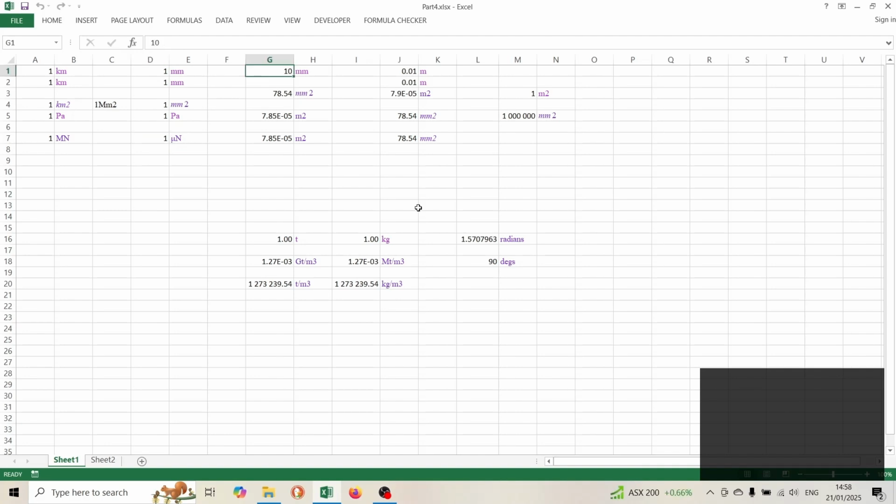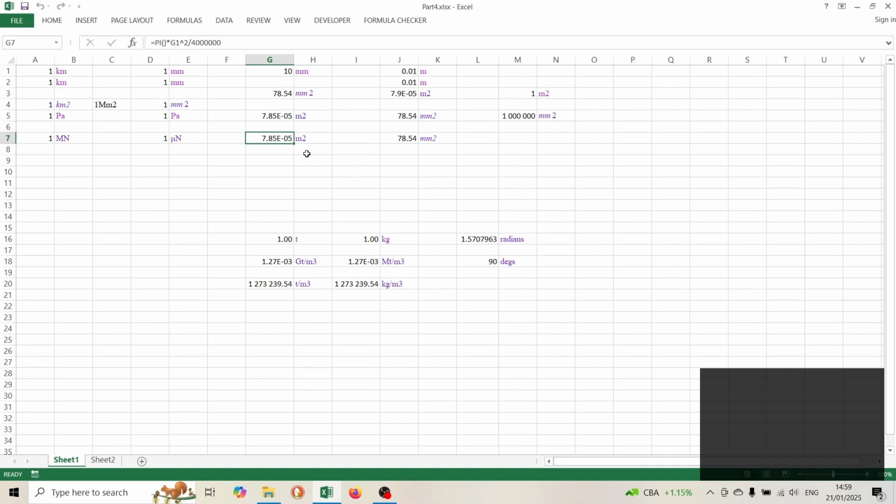It is sometimes convenient for the user to convert a prefix of an input unit to a different prefix on the output unit by inclusion of 1000 multiples in a formula. For instance, the diameter at cell G1 has dimensions units of millimeters. Entry of the formula at G3 equals pi times diameter squared divided by 4 gives the output in quasi-millimeter squared. This can be converted to meter squared by dividing by 10 to the 6th at G5, which gives an output in meters squared at H5.